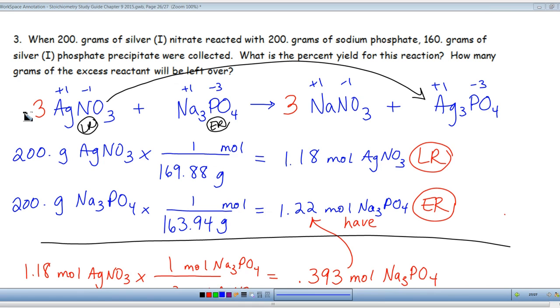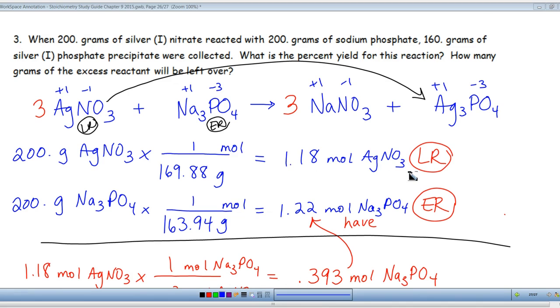Here's one that I could totally do by inspection. If you take this sodium phosphate, you need 3 times as much silver nitrate. You would need like what? 3.66 moles of silver nitrate? Just by inspection and estimation. I don't have that. Limiting.